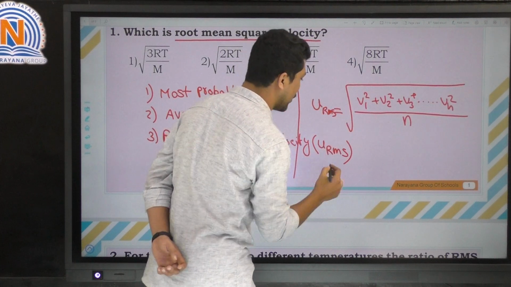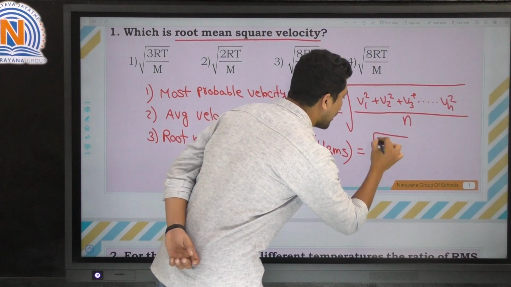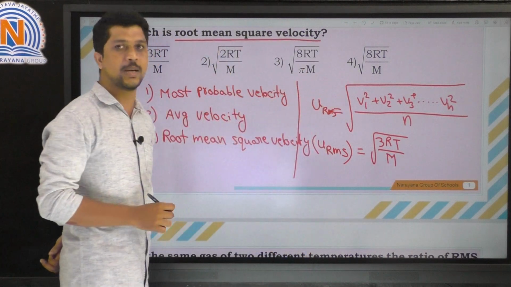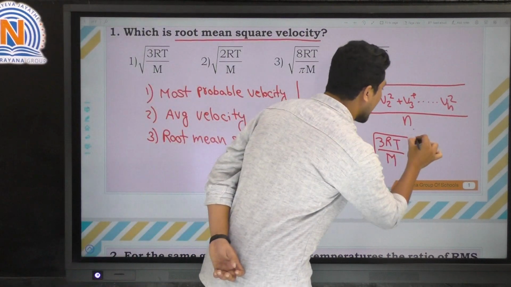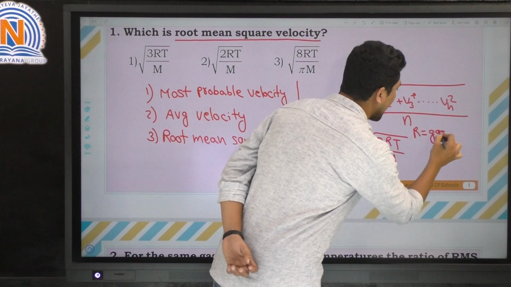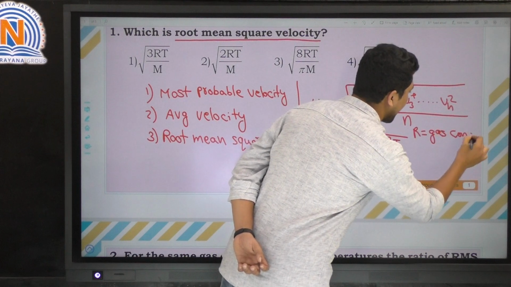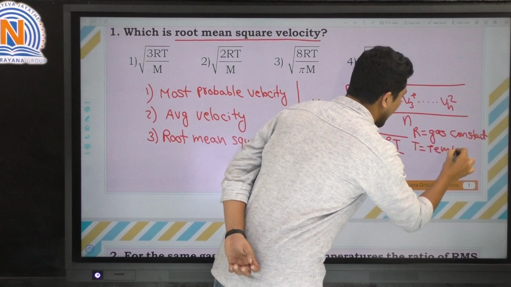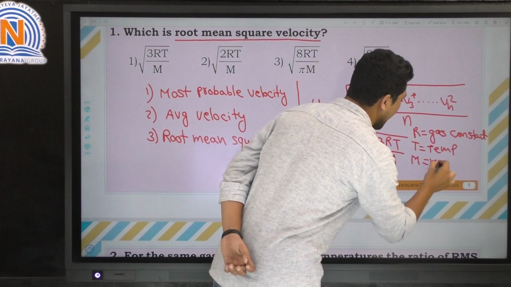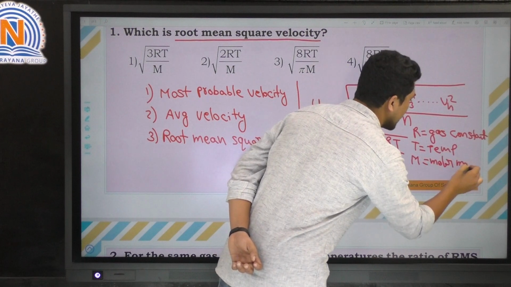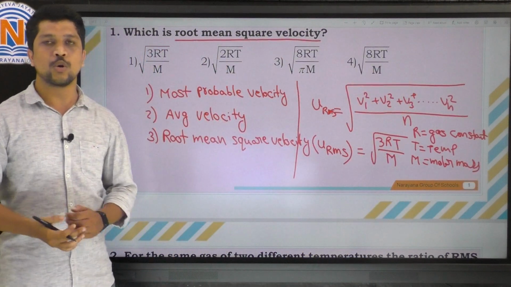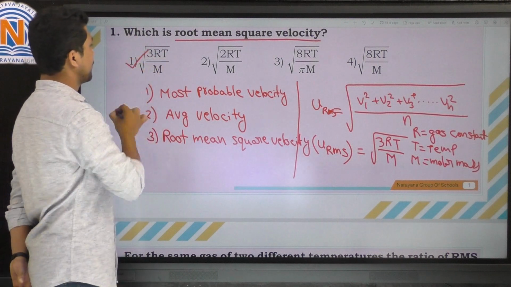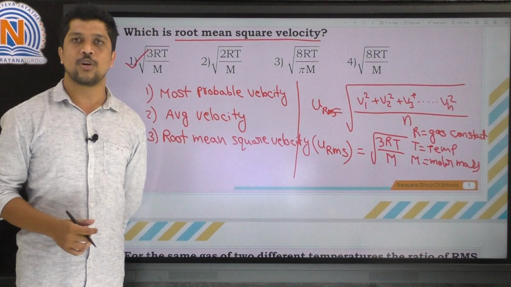If you derive this, you will get the formula root over 3RT by M. Here R equals gas constant, T equals temperature, and M equals molar mass. So the correct formula is root over 3RT by M, so the correct option is the first option. Clear? Let's move on to the next question.